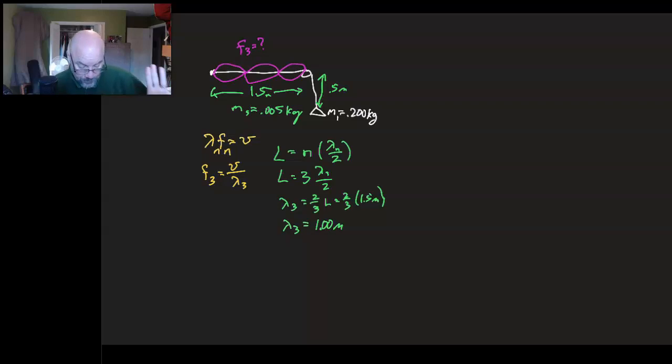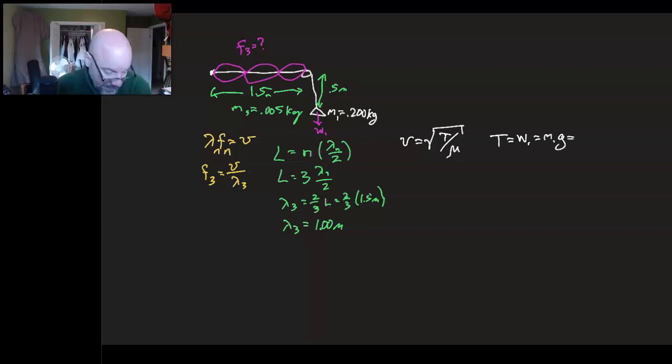All right. So we've got the wavelength. We still need the velocity. So we got to roll back in our head and we'll be able to be like, oh, wave speed on a string. And the wave speed on a string is V is the square root of the tension divided by mu. Our tension, we've got to realize we've got the weight of our mass pulling down, W1. So the tension then is just W1, which is M1G.